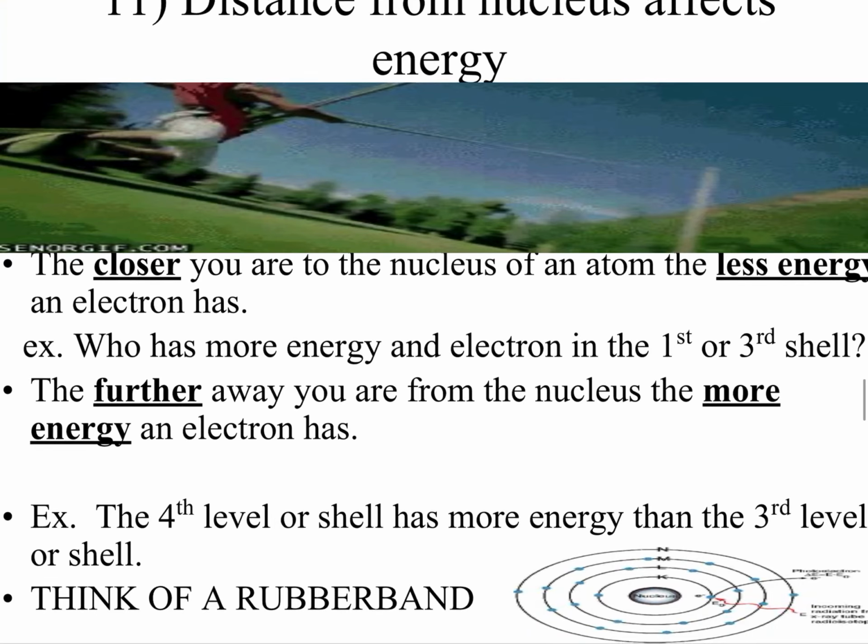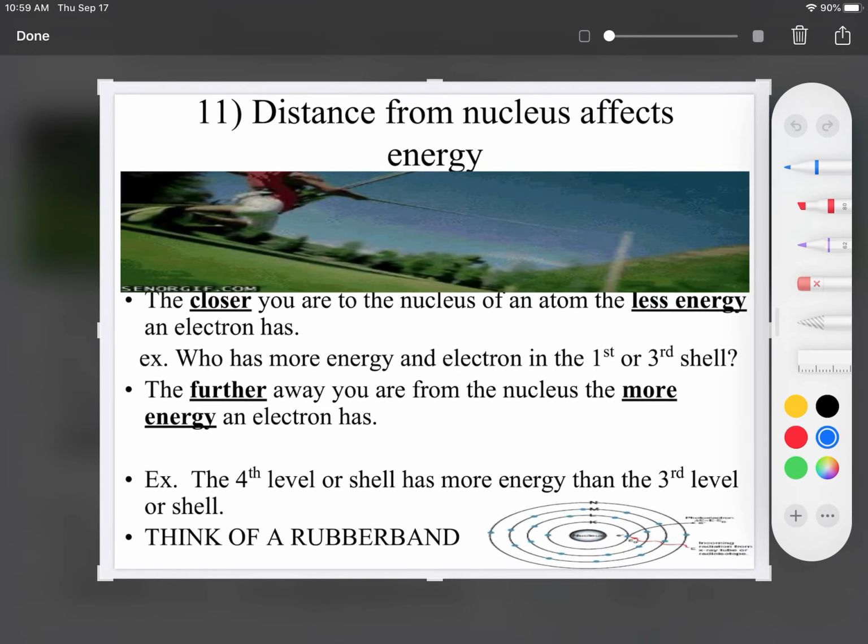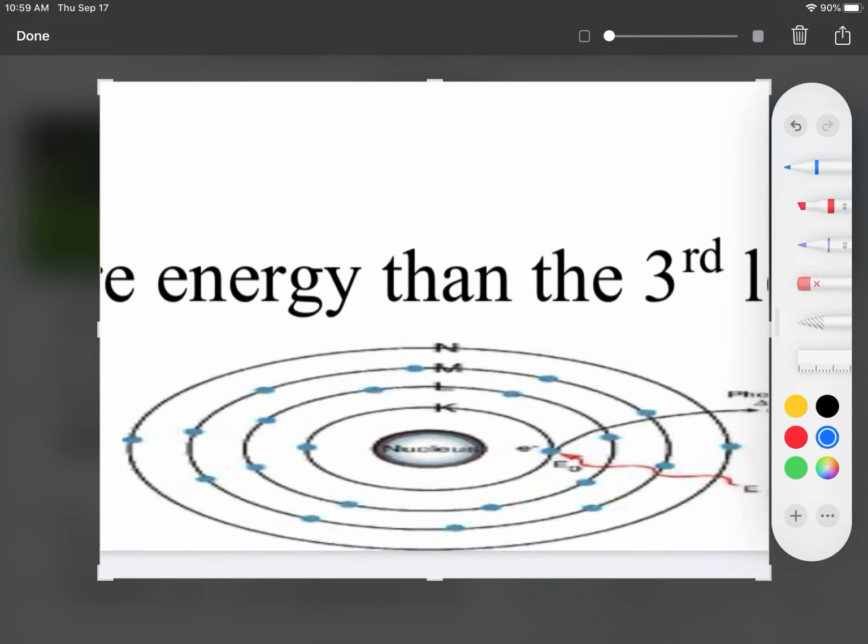Distance from nucleus and energy. All right, guys, let's think of a rubber band. I want to look at this picture down here. It reminds you a little bit of a rubber band, but this is a picture of the atom. We said the nucleus is in the middle, which has the protons and the neutrons, and that's what gives it a positive charge, while the electrons are the blue dots outside.